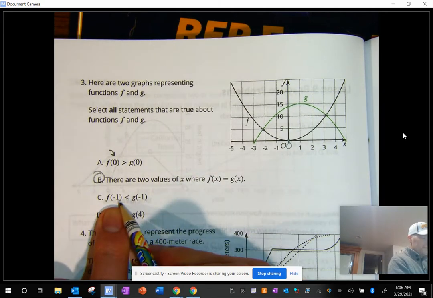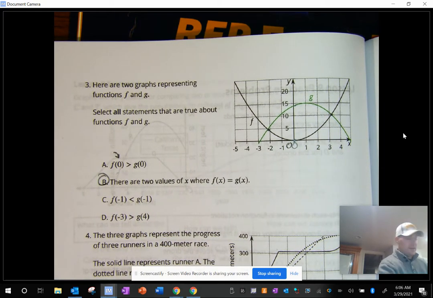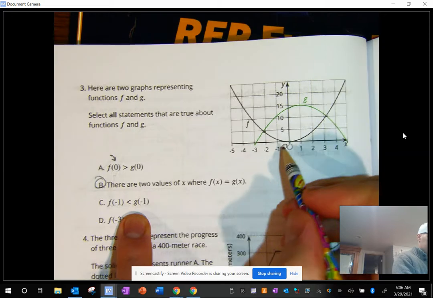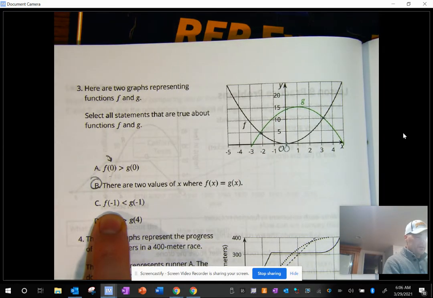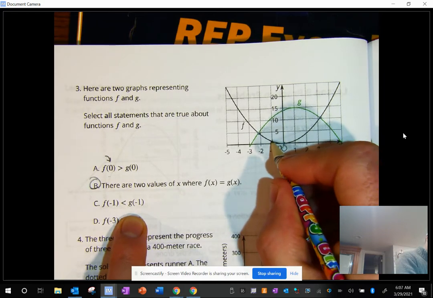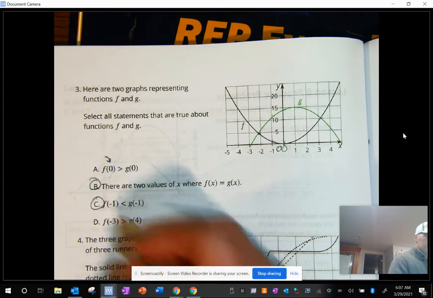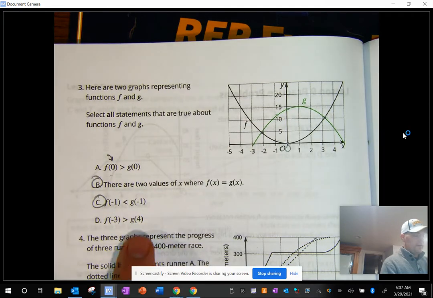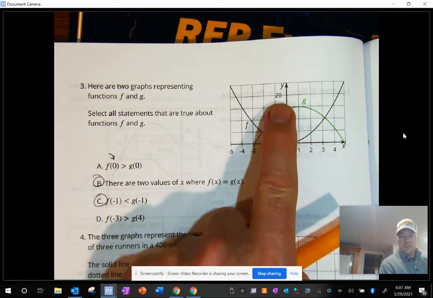Okay, f of negative 1 is less than g of negative 1. So we're going to go to negative 1, and they're saying this one is smaller than this one, which is right here, and this one is right here. So that's definitely true. The green one is definitely higher than the black one, or the black one is lower than the green one, right?